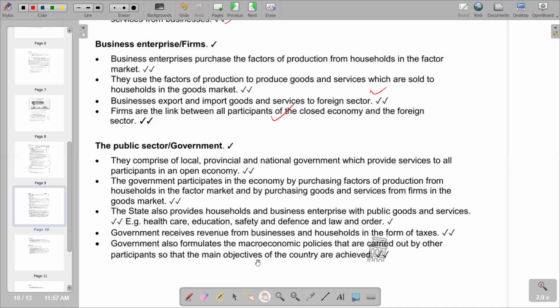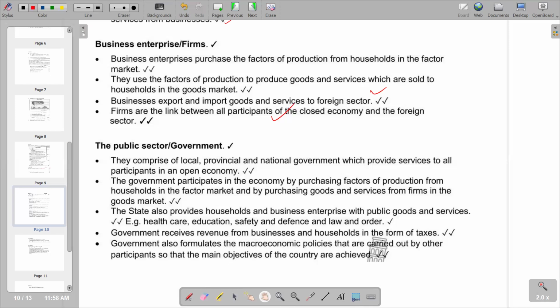The next point: government receives revenue from businesses and households in the form of taxes. So through taxation, the government collects revenue from both the households and the businesses. So basically, we see the money flow coming from households and businesses in the form of taxation going to the government. And government also formulates the macroeconomic policies that are carried out by other participants so that the main objectives of the country are achieved.